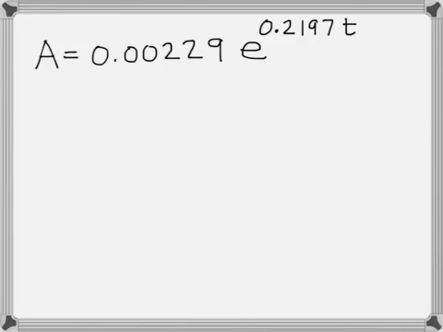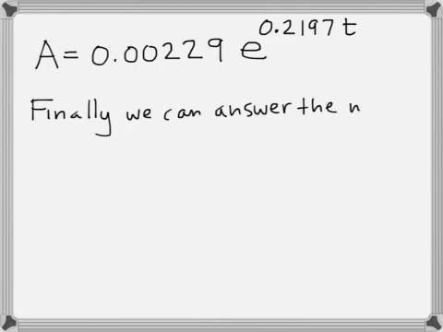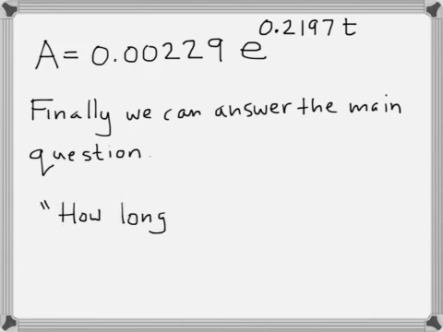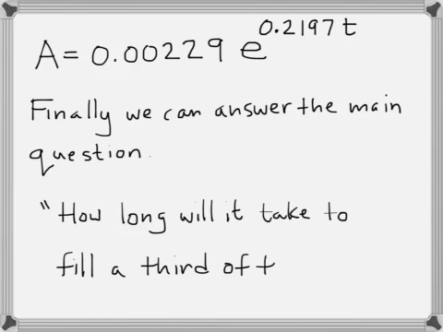You have the two variables in there, A and T, and so now we're finally ready to answer the main question of the problem, which was how long will it take to fill up a third of the container. Okay, so notice they're asking us how long, right? So they're asking us for the time T. So we'll be solving for T here, and so they'll have to tell us what the value for A is, and that will be a third of the container.